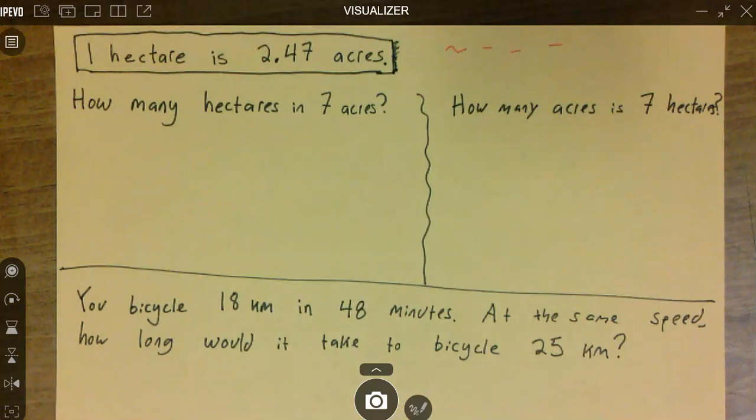In this video, I'm going to talk a little bit about using the cross-multiplication technique for unit conversion. Not always the most efficient way to convert units, but what's nice about it, as I'll show here, is that we can use it to solve all sorts of different proportional reasoning problems. So in this first question, we're converting between hectares and acres.